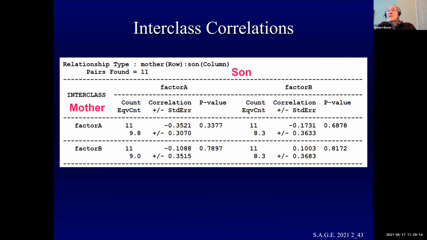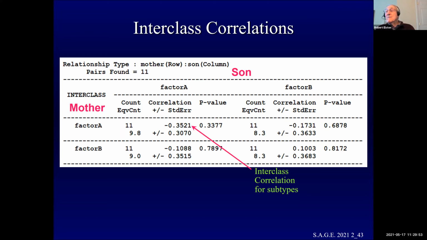So let's look at the inter-class correlation. The columns are son and the rows are mother. And we can see all the information there, the factor A and factor B. You can see the mother-son correlation. Let me see, we've got the inter-class correlation for subtypes is minus 0.3521.